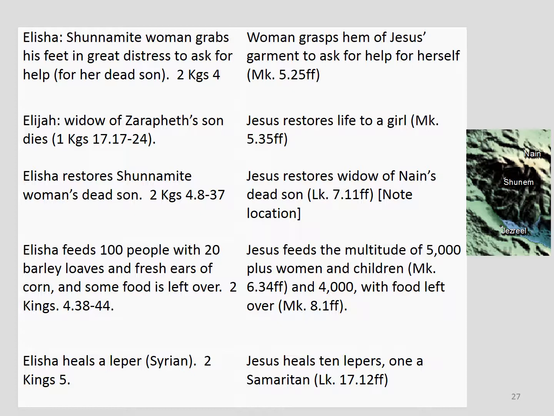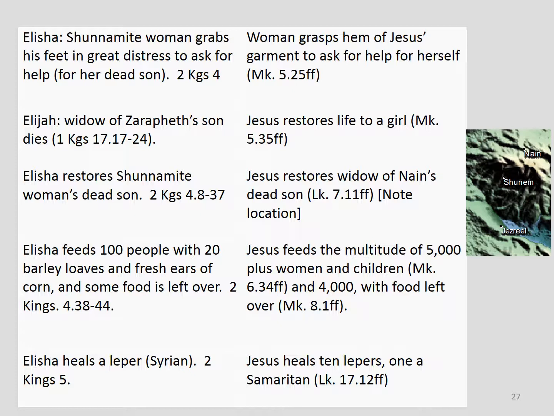It's the story that is connected to the previous story just mentioned in Mark 5 of the woman grasping the hem of Jesus' garment. Then Elisha restores the Shunammite woman's dead son, and Jesus restores the widow of Nain's dead son. And the map on the side of this table shows that Shunem is on the south side of a mountain and Nain is on the north side of the same mountain. So in the same region, the same kind of miracle takes place. And people would certainly have identified Jesus in terms of Elisha at the time regarding that.